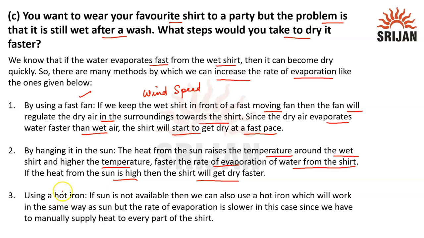Or we can use a hot iron. If the sun is not available, let's say if it is raining, we can also use a hot iron, which will work in the same way as the sun, meaning it will increase the temperature. But the rate of evaporation is slower in this case, since we have to manually supply heat to every part of the shirt. So these are the steps that we can take to dry the shirt faster.